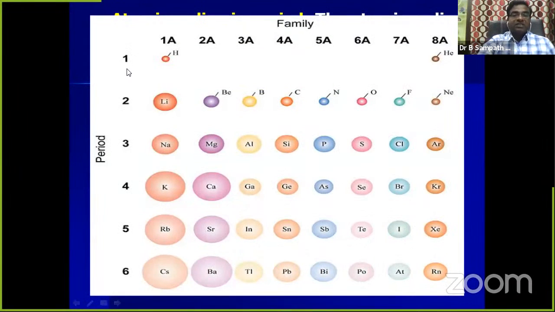Next children. This is the atomic radius in group and period. Let us see. In a group from top to bottom, the atomic radius increases as we have discussed in the previous slide. And in a period from left to right, atomic radius decreases. Here the atomic radius increases. What is the reason? The number of shells increases. Here the atomic radius decreases, what is the reason? Because of the effective nuclear charge on the valence electrons.